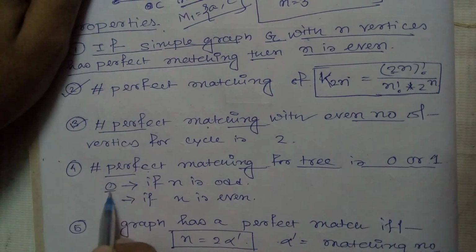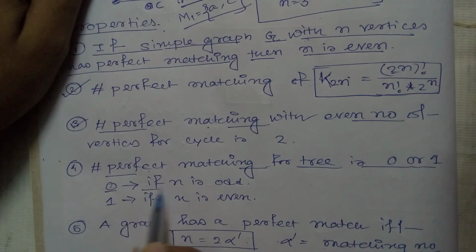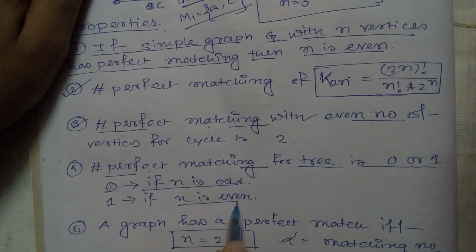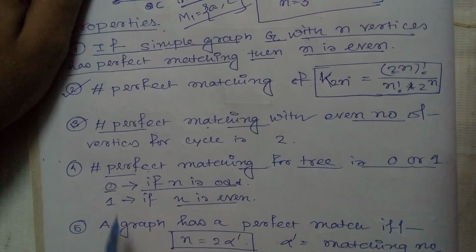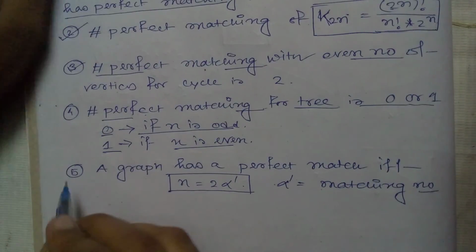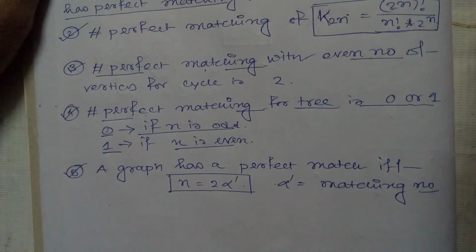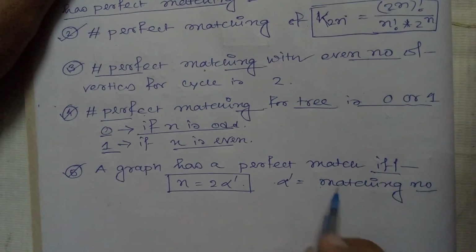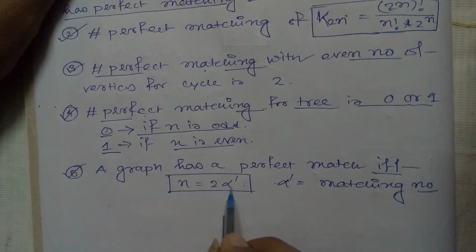So it contains 0 perfect matchings if n is odd, which we have already proven, and if it has an even number of vertices, then it will contain only one perfect matching. Okay, and the fifth property says that a graph has a perfect matching if and only if n is equal to 2 times the matching number.